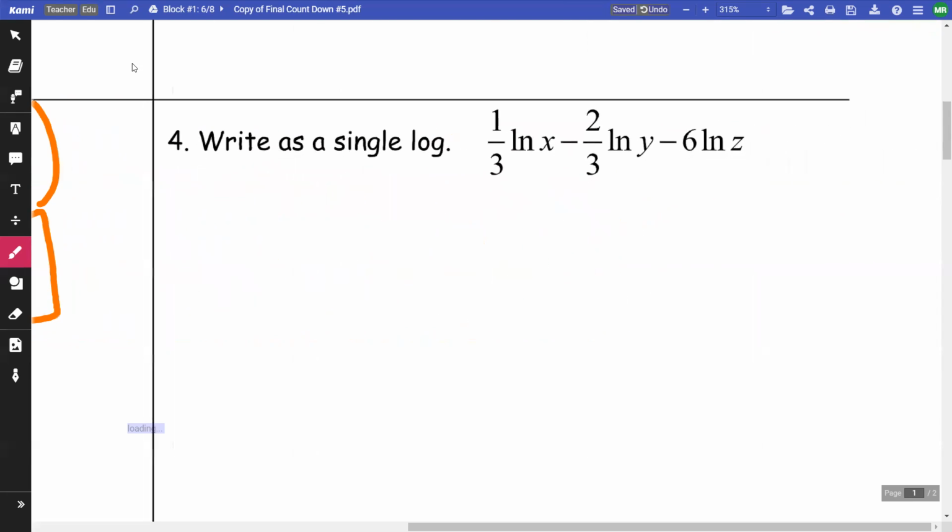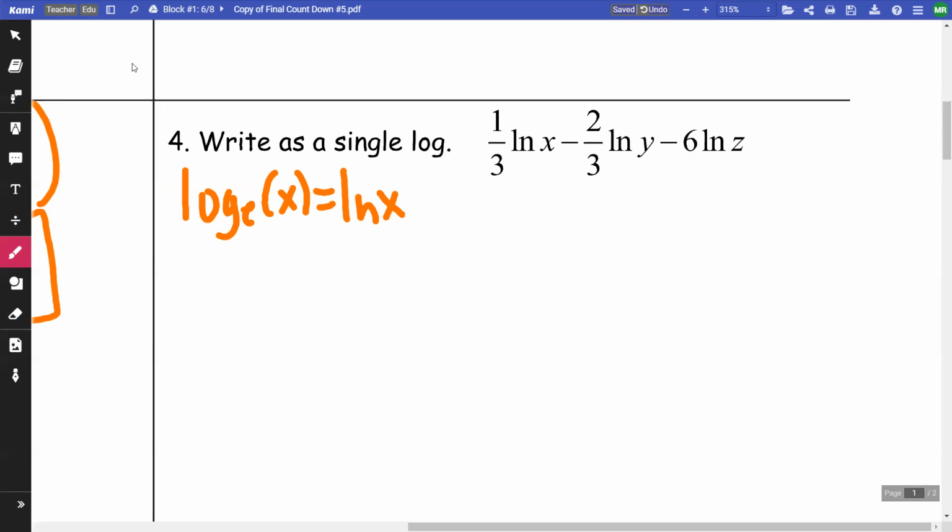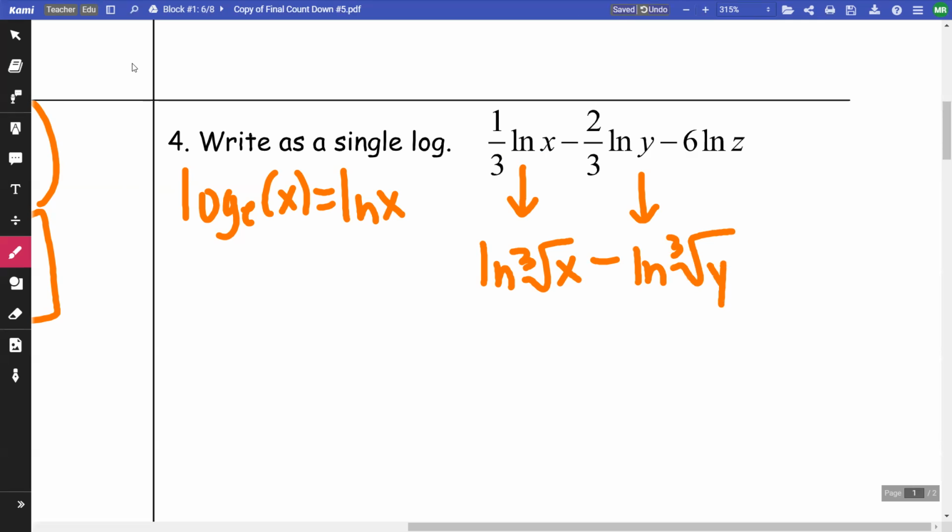On 4, we're going to go the opposite direction. And this ln is really log base e of x. That's what an ln is. Okay, it's called a natural log, but it follows the same rules. So this is really going to be ln of the cube root of x minus ln of the cube root of y squared minus ln of z to the 6th.